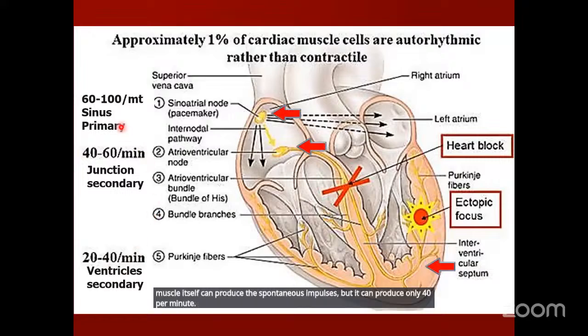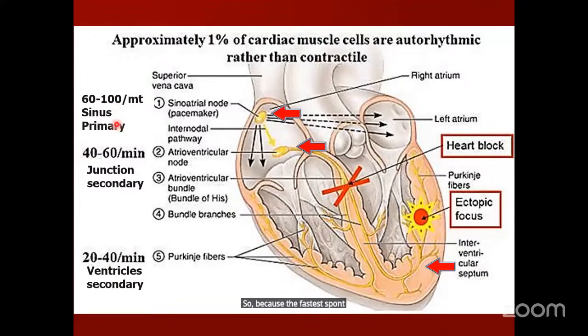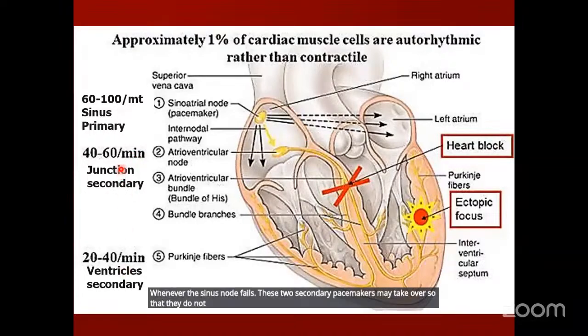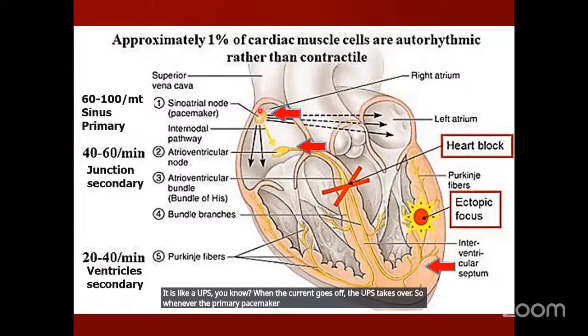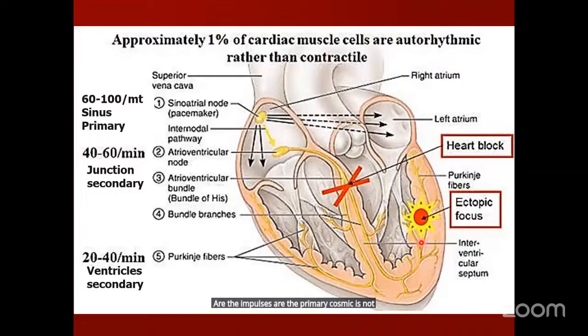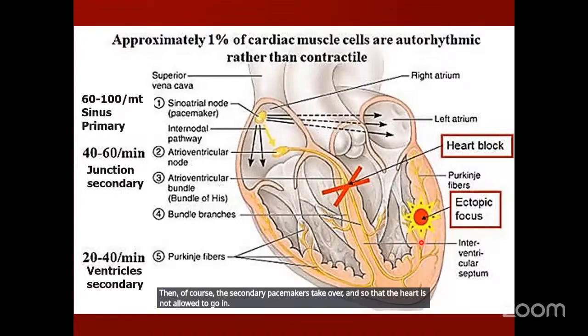Because the primary pacemaker is the source of the fastest spontaneous impulses, it is the sinus node. Whenever the sinus node fails, these two secondary pacemakers may take over so that they do not allow the heart to go into asystole. It is like a UPS: when the current goes off, the UPS takes over. So whenever the primary pacemaker fails to produce adequate impulses, or its impulses are not able to reach the ventricle, the secondary pacemakers take over, so that the heart is not allowed to go into asystole.